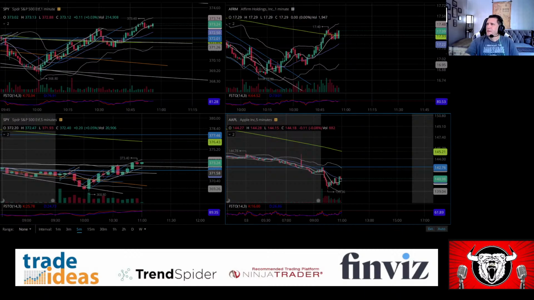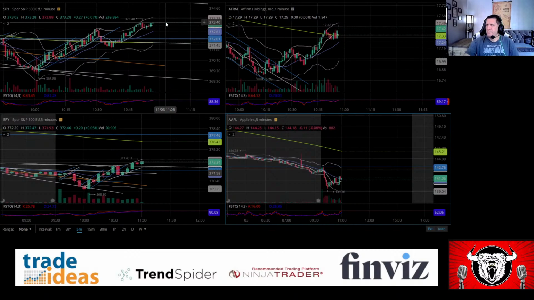And we're going to push a little more, it looks like. Here we go. Watch that key resistance point, 373.40. That's where we went to. There it goes. Yes, that is a key resistance point. I have that highlighted a specific color. That's 373.40, which it just wicked into.